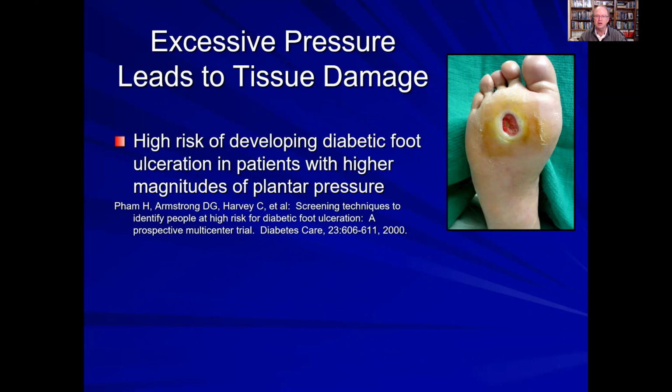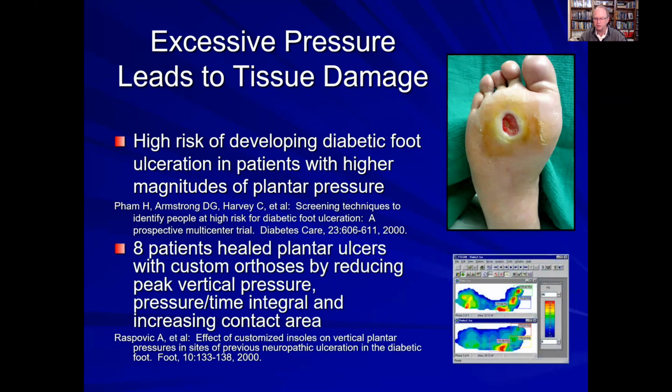And this is actually now a huge topic of research, trying to understand why these ulcerations are created by these high pressure areas. In research from 2000, Respivic et al. found that of the 8 patients that healed plantar ulcers with custom foot orthoses, the healing seemed to correlate with the reduction in the vertical pressures and pressure time integrals, and increasing the contact area of the plantar foot so that we could redistribute the weight away from this ulcer and get healing. And we can see how putting in a foot orthosis may alter the contour and reduce these pressure areas.